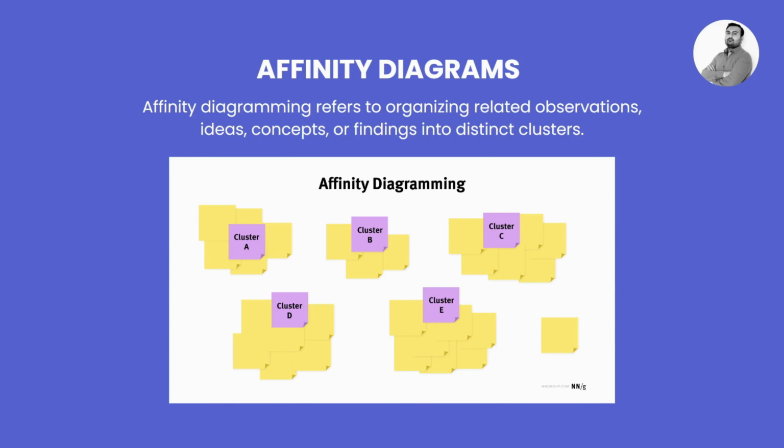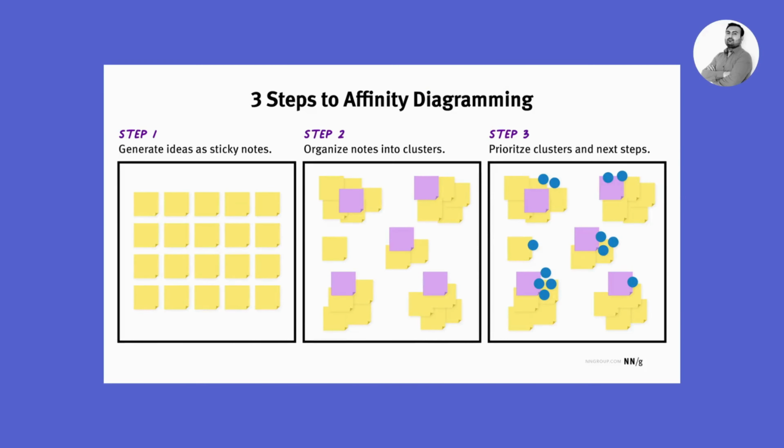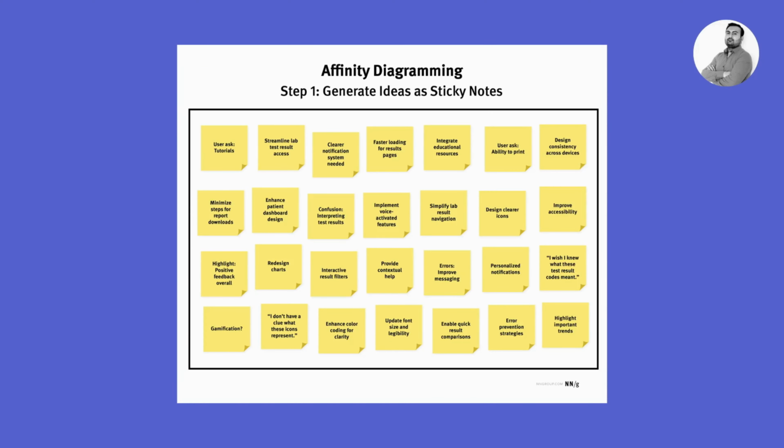Okay. So let's have a look at what are the steps involved in affinity diagrams. There are 3 steps involved. First, you generate all the ideas and put them in simpler lines. Second step is you organize related and similar ideas into clusters. And the third step is you prioritize them. You prioritize them based on user requirements, business requirements, technical feasibilities, and any other constraints that you might have. Let's have a look at the first step in detail.